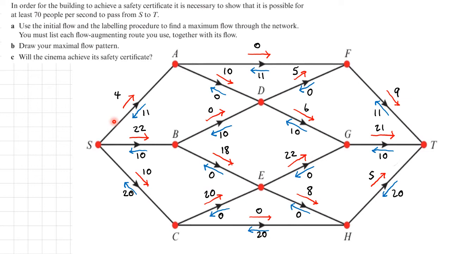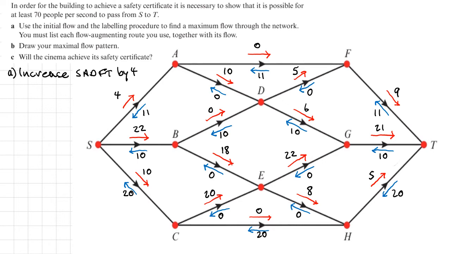So we're going to start to see if we can find any augmenting routes. Starting with route SA, SAF, no, it's saturated. So I can increase by 4, 10, 5, 9. The smallest of those is the 4. So part A: increase S, A, D, F, T by 4.